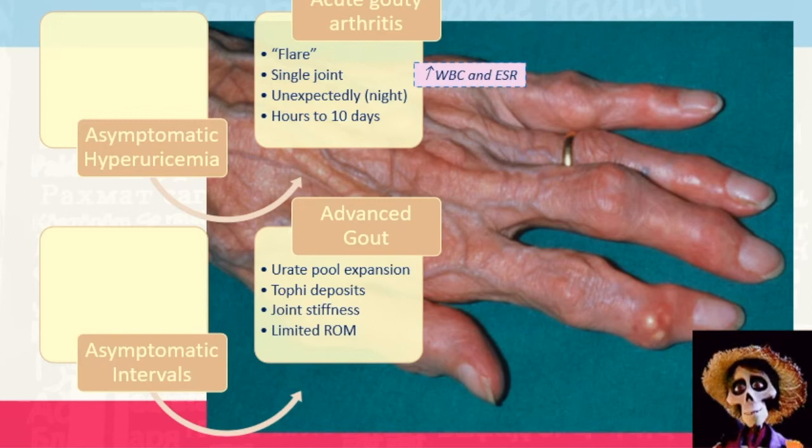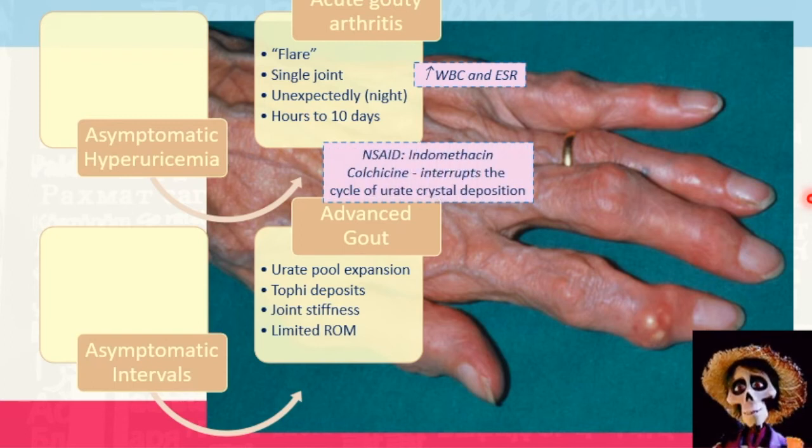So what can we see in the laboratory findings? You'll be seeing a patient with increased WBC and erythrocyte sedimentation rate, because these are indications already of inflammatory processes happening within your patient's body.